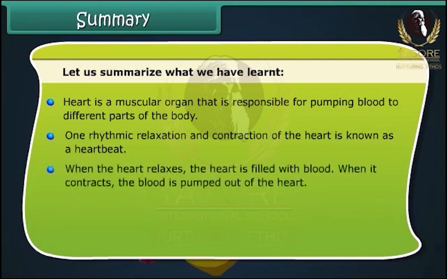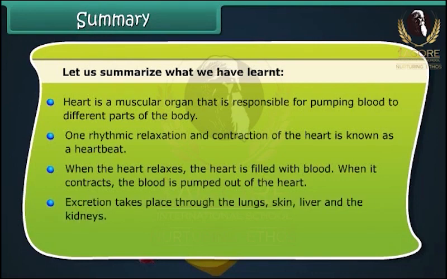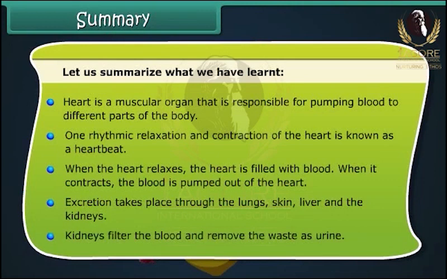When the heart relaxes, the heart is filled with blood. When it contracts, the blood is pumped out of the heart. Excretion takes place through the lungs, skin, liver, and the kidneys. Kidneys filter the blood and remove the waste as urine.